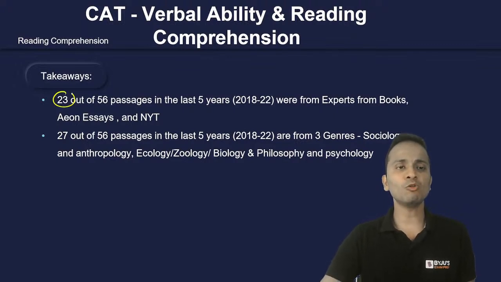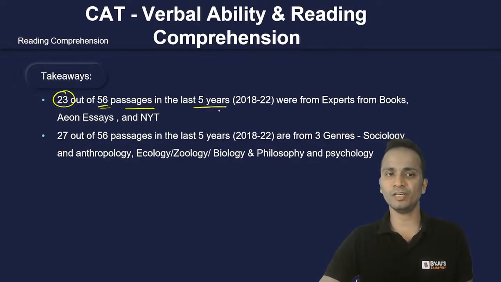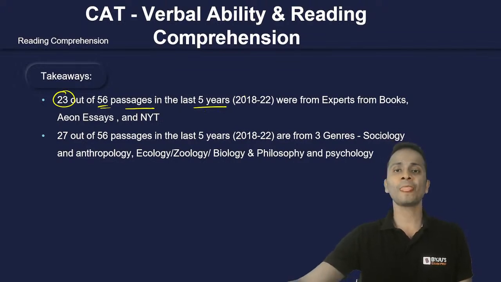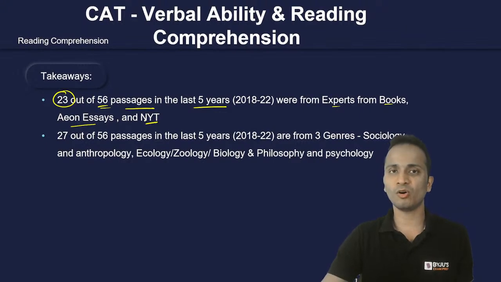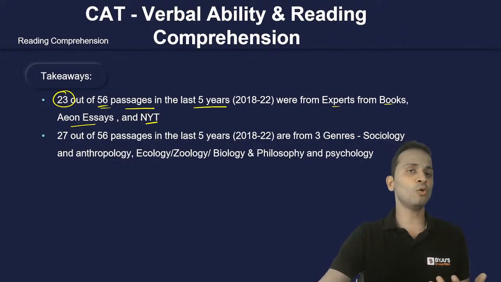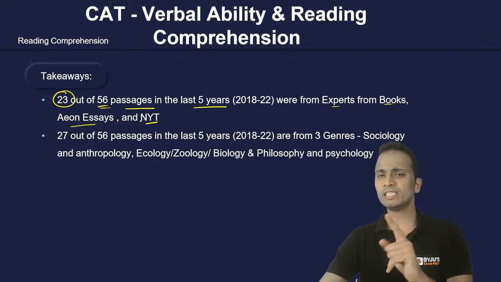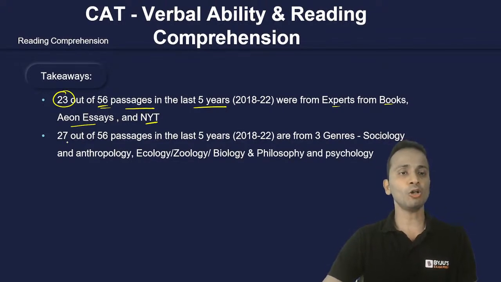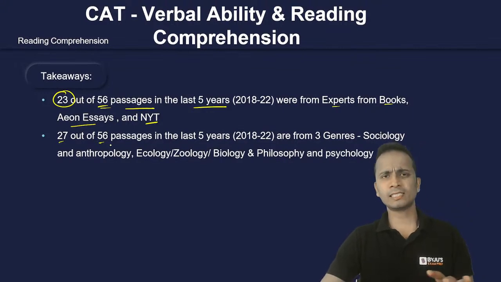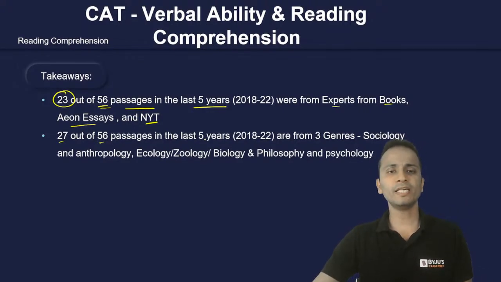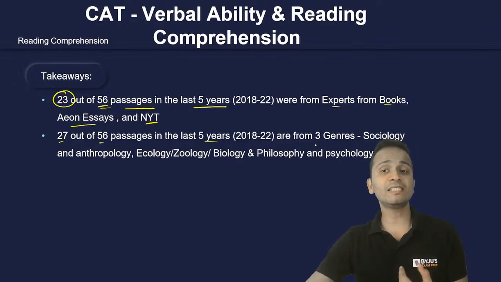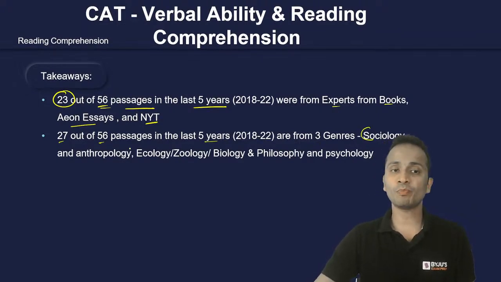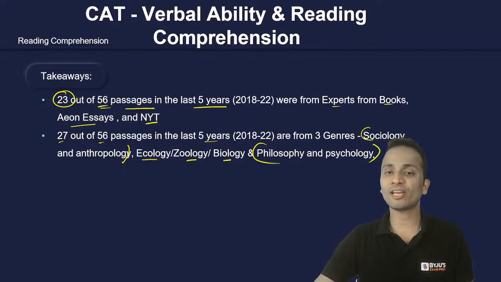So 23 out of 56 passages in the last 5 years, we are talking about reading comprehension passages, were from excerpts from different books, Aeon essays, and NYT. So these are some sources that you will have to look at. Okay. So if you are looking forward to read something, right? So these are some sources that you can refer. Also, 27 out of 56, approximately half of them, okay, in the last 5 years are from these three genres: sociology and anthropology, ecology, zoology and biology, and philosophy and psychology.